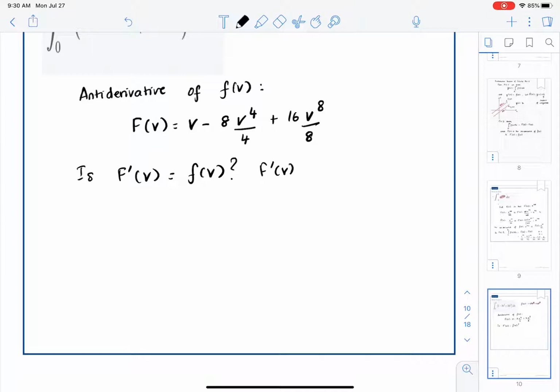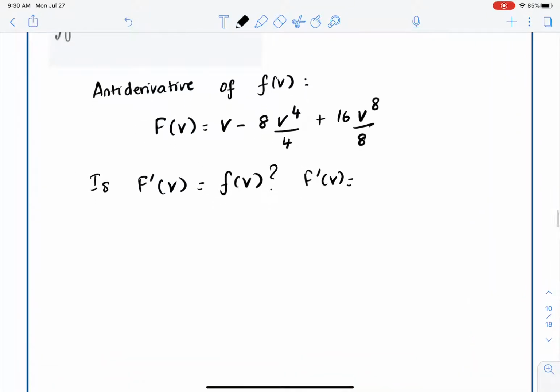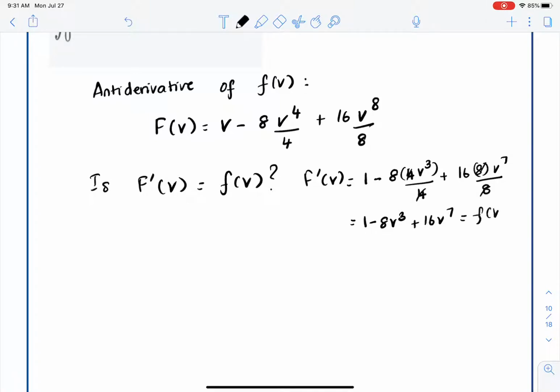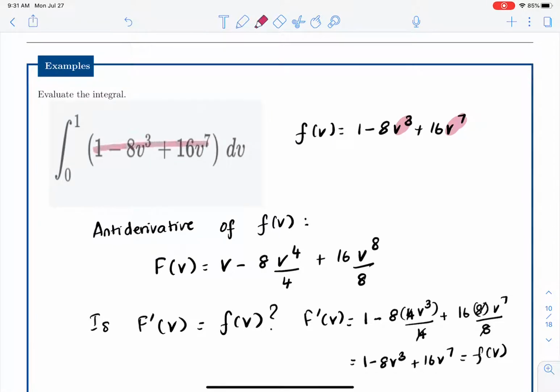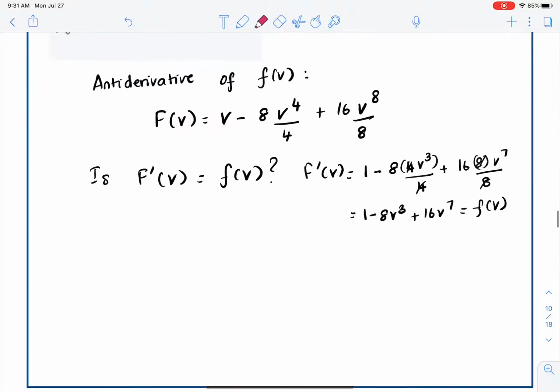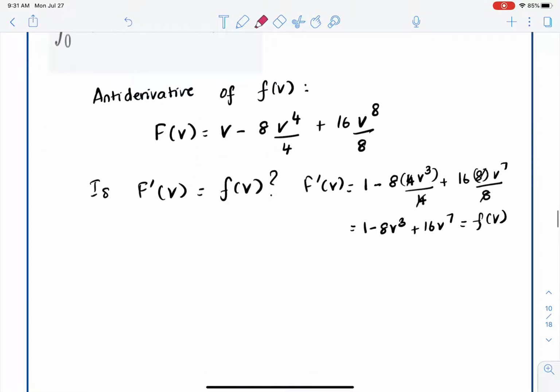Well, F prime of v: the derivative of v is 1. The derivative of v raised to 4 is 4v cubed divided by 4. The derivative of v raised to 8 is 8v raised to 7 divided by 8. The 8's go away, the 4's go away. We have 1 minus 8v cubed plus 16v raised to 7. That is f of v, which we had here. So we have the right antiderivative. This process might seem like trial and error, which of course it is, but later on we have easier ways to find this.